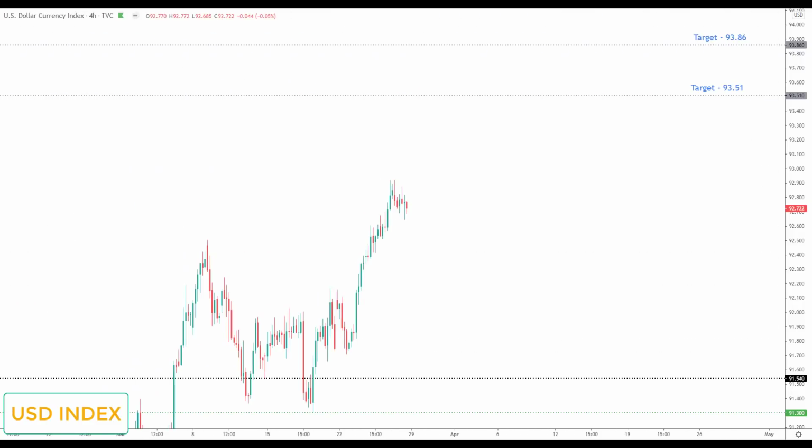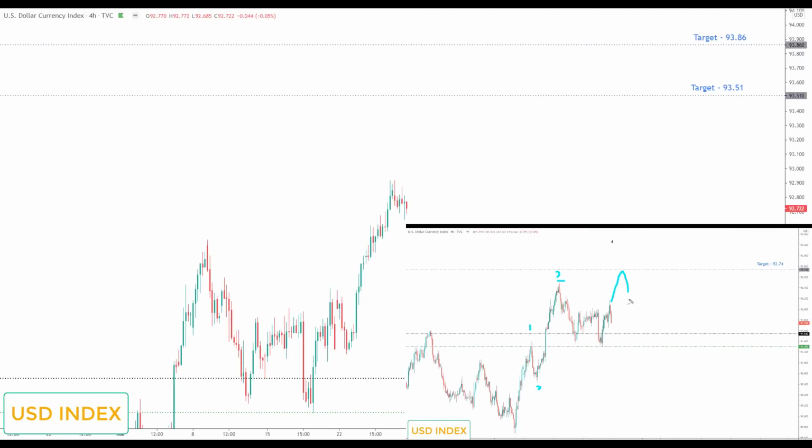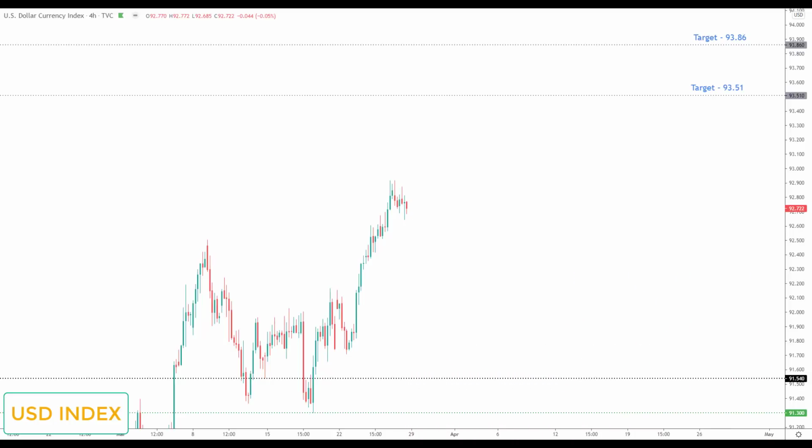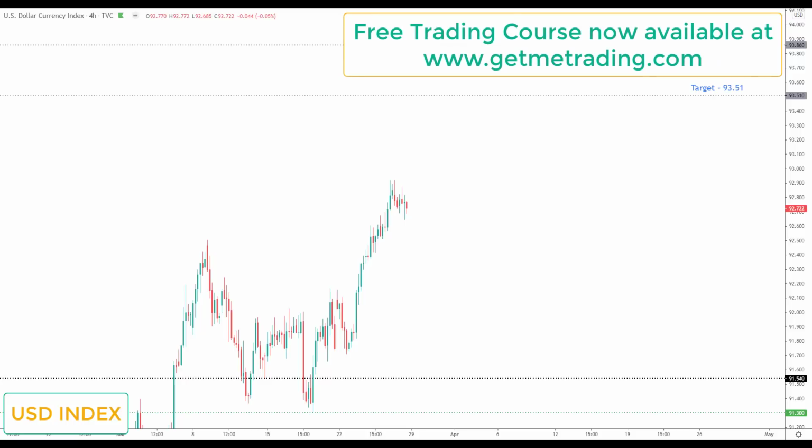Starting as we always do with the US dollar index. Now in last week's video, we were looking for a move into the 92.74. And I did note that the dollar was bullish, but bullish to neutral. And once we traded into the 92.74, there was a good chance we could start to reverse lower. I do go into this week with a bullish bias on the dollar.